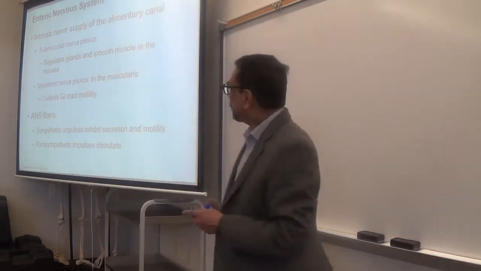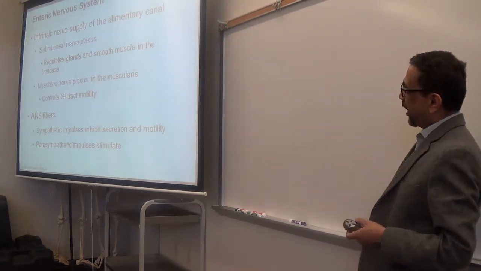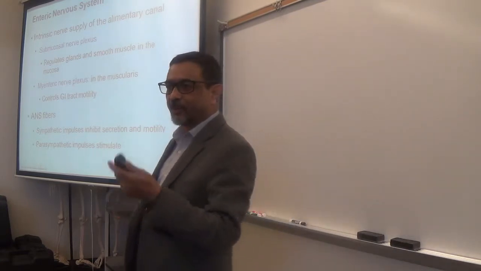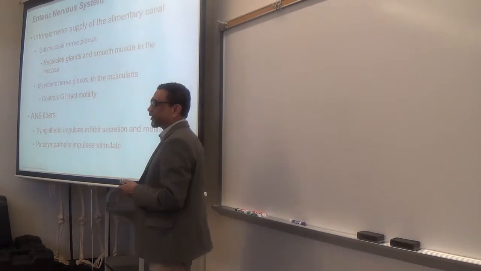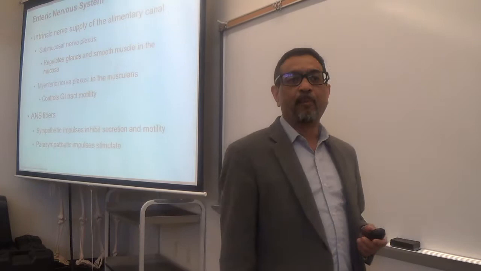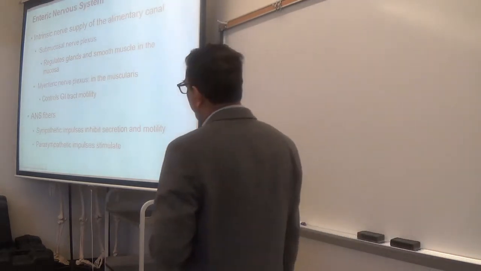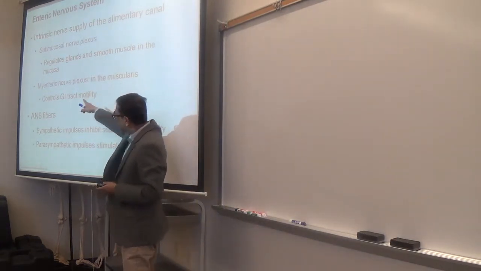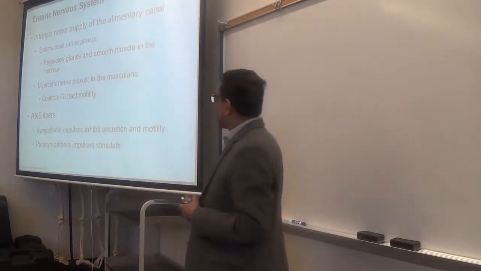Now, there are 2 types of nerve plexuses in the wall of the GI tract. One is the submucosal nerve plexus that we have just talked about, and another nerve plexus is present in the muscularis externa, and that's why it is called myenteric nerve plexus. Myo means muscle. So in the muscularis externa you have another set of nerve plexus that is called myenteric nerve plexus.